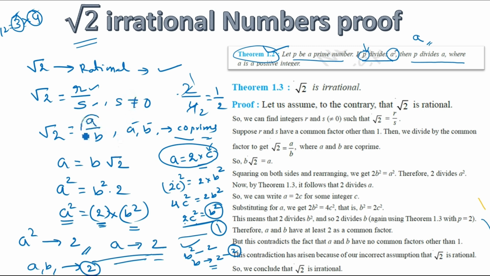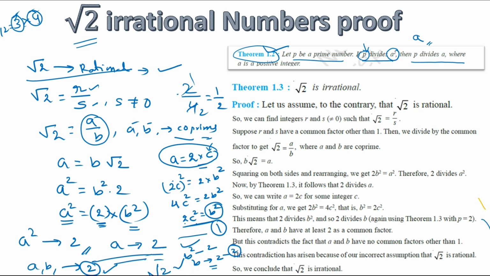What we assumed is that A comma B does not have any common factors, right? But we got the common factor for A comma B is 2, okay? That is the contrary statement which we assumed. So this contrary statement is erased, because we assumed root 2 is a rational number. So root 2 is not a rational number, okay?